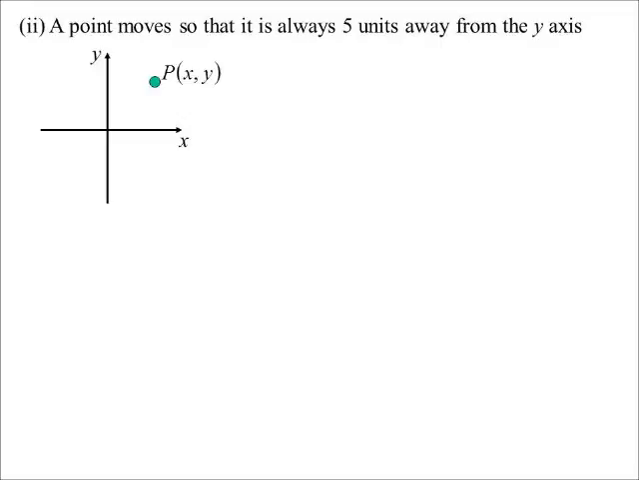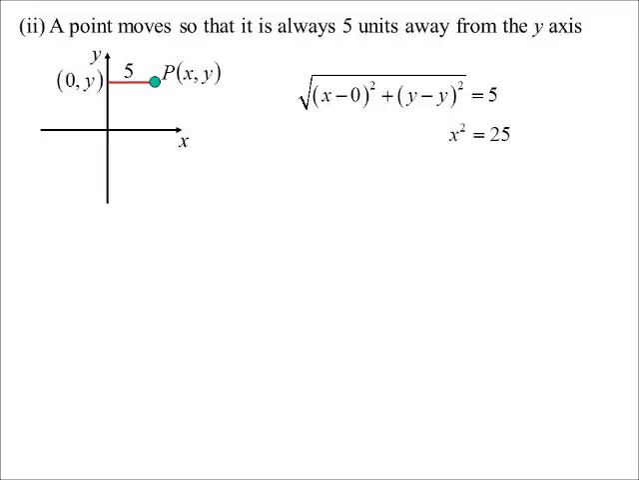There's a random point. What do I know about the random point? I know it's 5 units away from the y-axis. Now, that would be a perpendicular distance. So the point that it would meet at the y-axis would be (0, y). Let's use our distance formula and see what happens. Square root of x minus 0 squared plus y minus y squared is equal to 5. x squared is 25. There's actually 2 lines, because I never said 5 units on the right-hand side or 5 units on the left-hand side. So it could be either x equals 5, or it could be on the left-hand side, x equals negative 5.